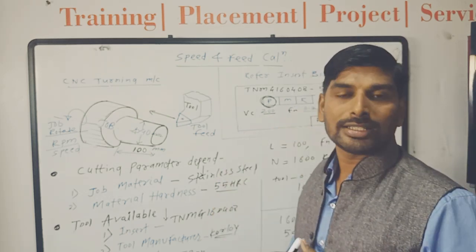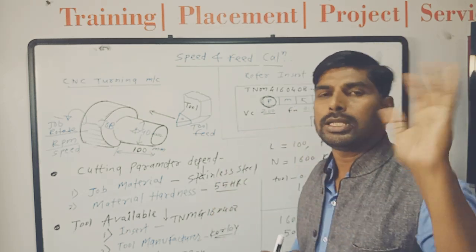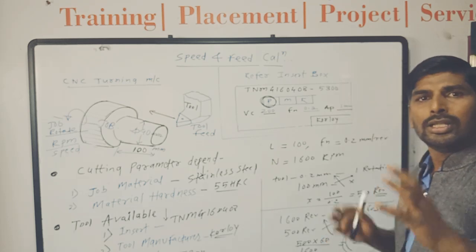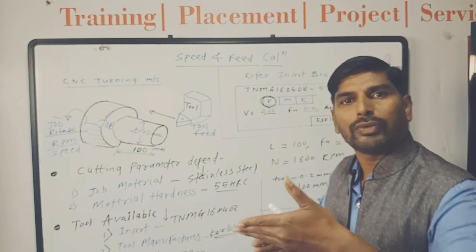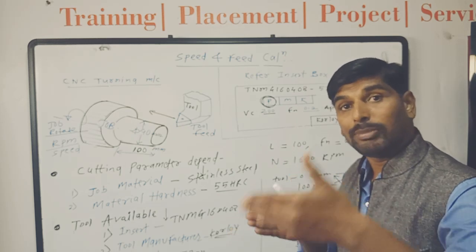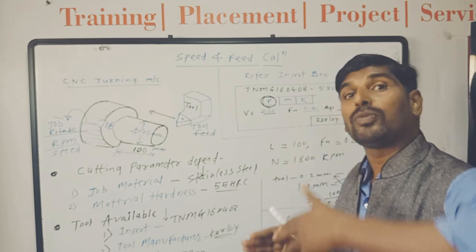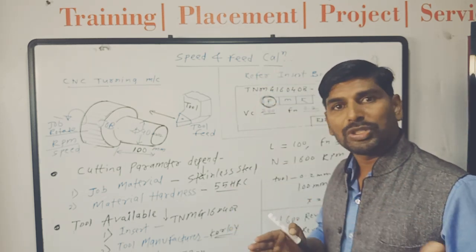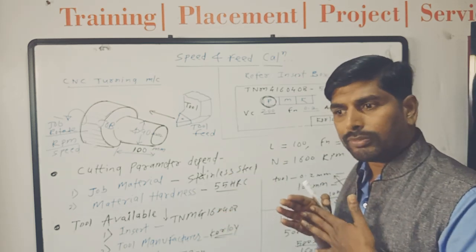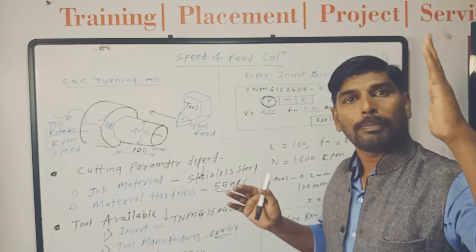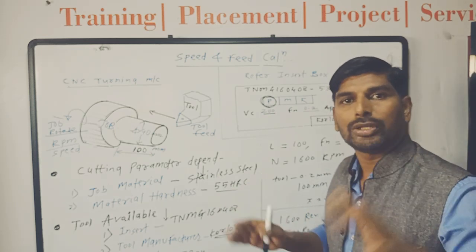It means it will require some time. But sometimes this is negligible. Why is it negligible? It depends upon your machine. With today's machines, the rapid is 12,000 mm per minute, 20,000, 40,000. Even Haas control, Mitsubishi control, and Mazatrol control, they are making machines with a rapid of 40,000 mm per minute. But we can't use that much.